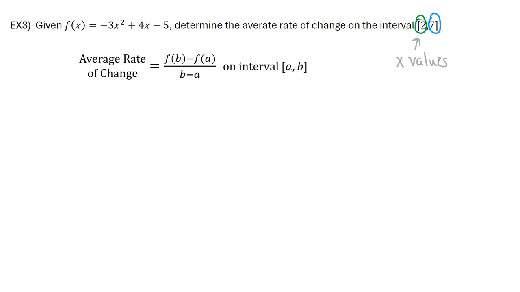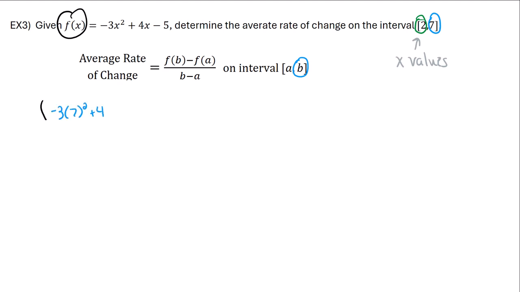So I'm going to use function notation here to figure this out. I'm going to start with f of b. So we're going to take our function that we started with right here, f of x. I'm going to substitute in my b value. So the b value is going to be my second x value right there. So I'm going to plug that into the function.